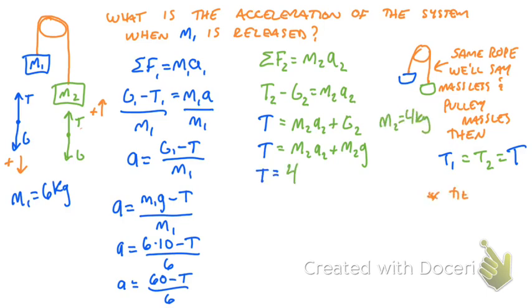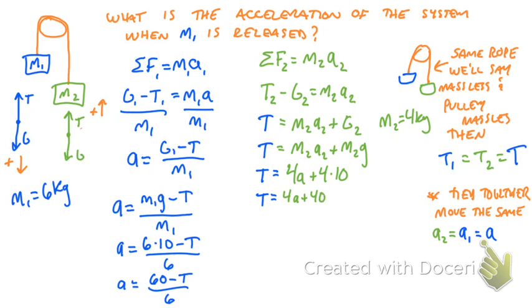And let's say the mass of this is 4 kilograms. Remember, they're tied together, so they're going to move at the same rate. They're going to have the same acceleration. So from now on, we're just going to call acceleration a. So we get 4a plus 4 times, and remember the acceleration due to gravity on Earth is 9.8. We're going to call it 10 just to make the math a little bit easier. And we get 4a plus 40.